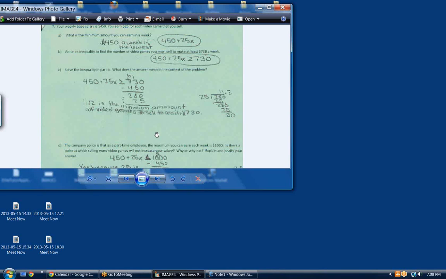Let's do 2 problems, just like they did. First of all, you've got a couple goals. You live on your own, you've got rent, you've got food, it costs you $900 a week to live. That's pretty realistic too. So come up with an inequality as to how many video games you have to sell in order to earn at least $900.